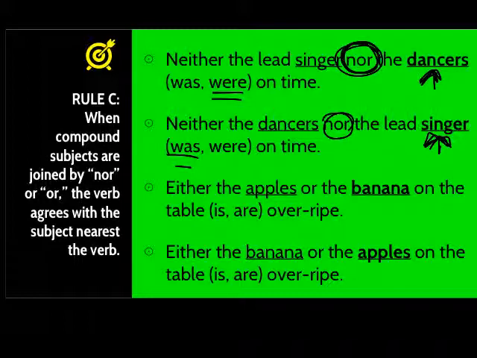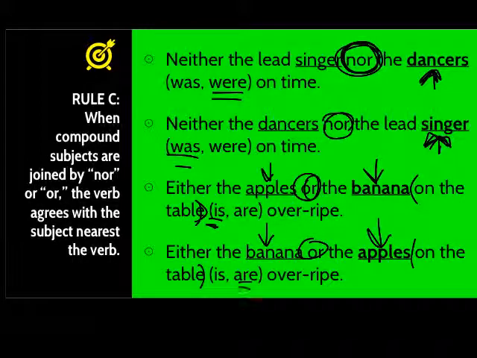Second set, same thing holds true. This is the either/or example rather than the neither/nor. So I have a plural subject and a singular subject, and even though there is a prepositional phrase between that single subject and the verb, it's still the one nearest the verb. So the banana is. In the second reversed sentence, we have banana or apples on the table, but apples is plural, so we need to use are there. That's the either/or, neither/nor rule with subject-verb agreement.